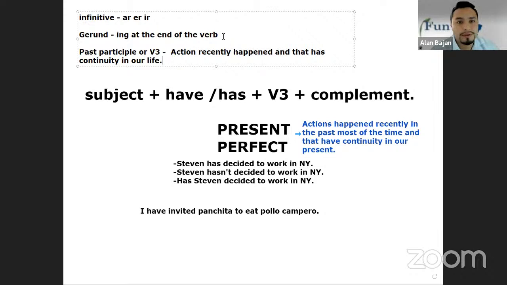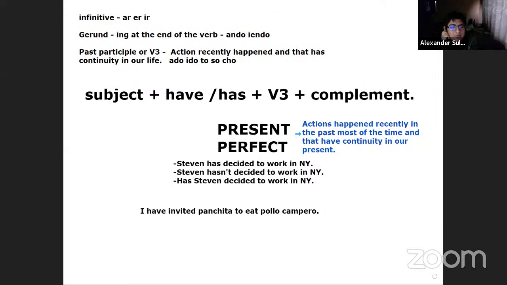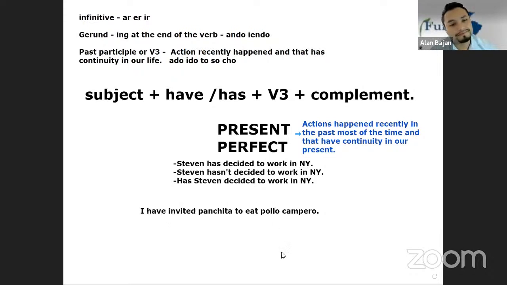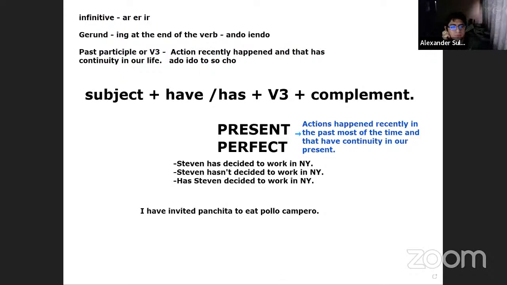And very important, in Spanish, the gerund is ando, yendo, comiendo, jugando. Yes? In past participle is, in Spanish, ado, ido, to, cho. Yo he jugado, he comido, he dormido. Yo he invitado a Panchita a comer pollo campero. Los que usamos con E. Exacto. O has. E es el have. So, he invitado. When we see in a phrase have or has, we must use past participle.